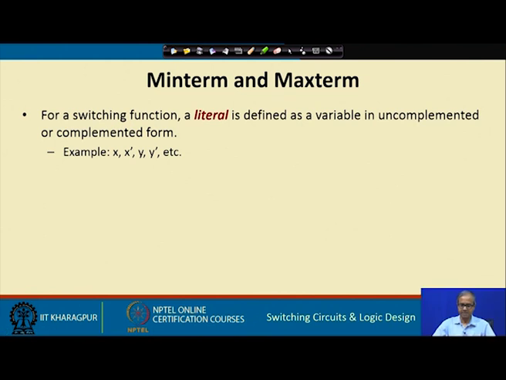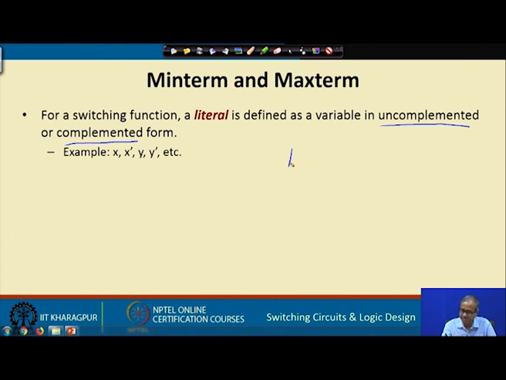Fine. The first thing we talk about is something called min term and max term. But before trying to define what min term and max term are, let us define a literal. What is a literal? As this definition says, a literal is nothing but a variable which can appear in either uncomplemented form or in complemented form.